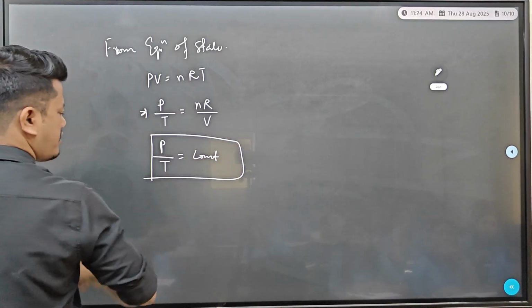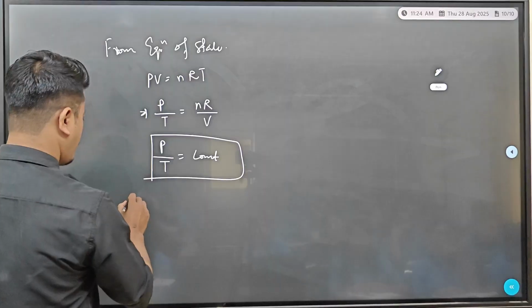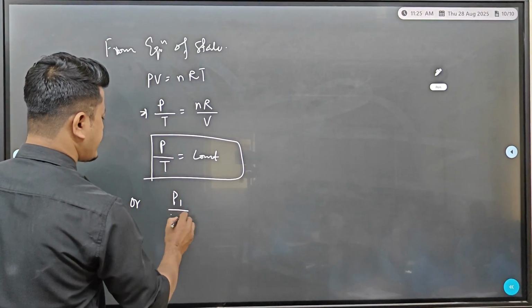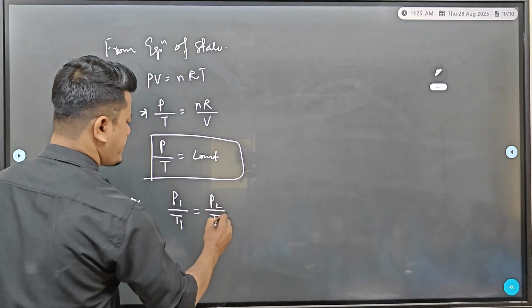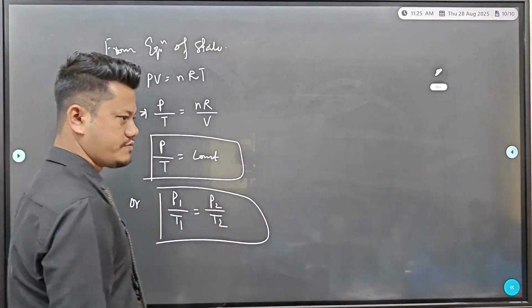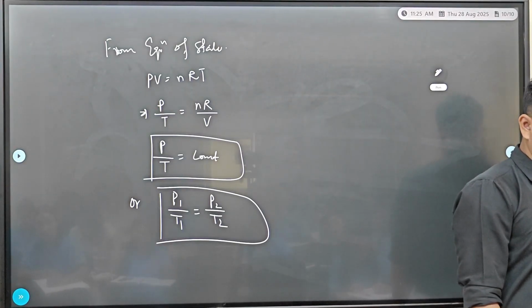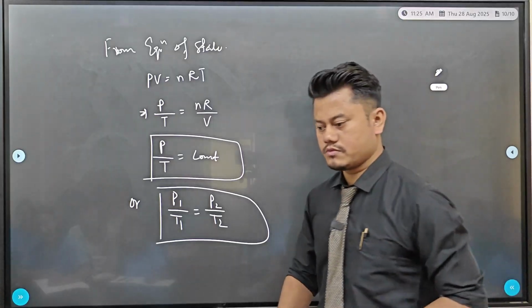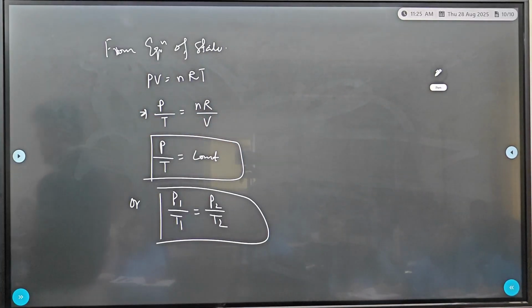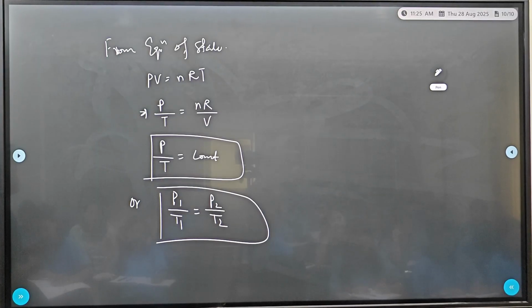This is the equation of isochoric. Or for the initial and final state, can I write P1 by T1 equals P2 by T2? Yes or no? Done? So we got P1 by T1 equal to P2 by T2.